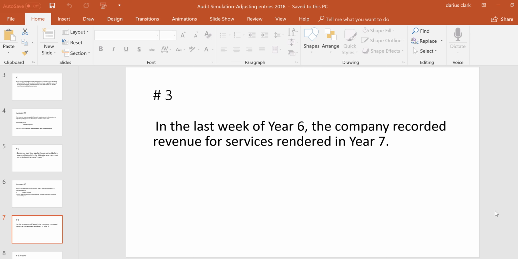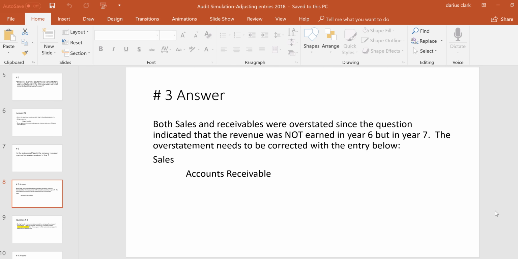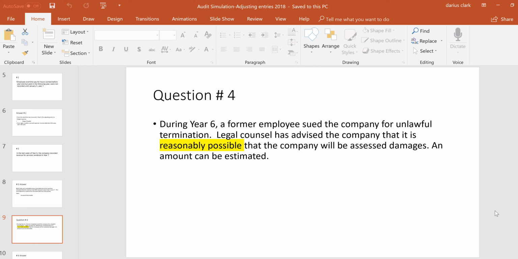Number 3, in the last week of year 6, the company recorded revenue for services rendered in year 7. So this is the opposite on the revenues. Right, this is too aggressive here with revenue. Reduce the revenue, reduce accounts receivable. And that's how you reduce the overstatement of revenue. Once again, the auditor would be very concerned that they're cooking the books here by recording revenue too soon.